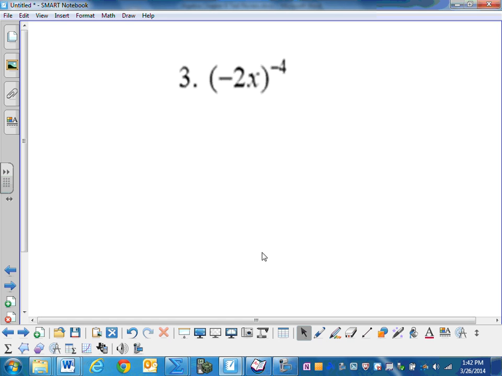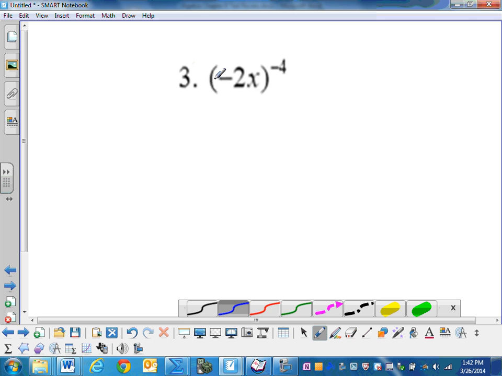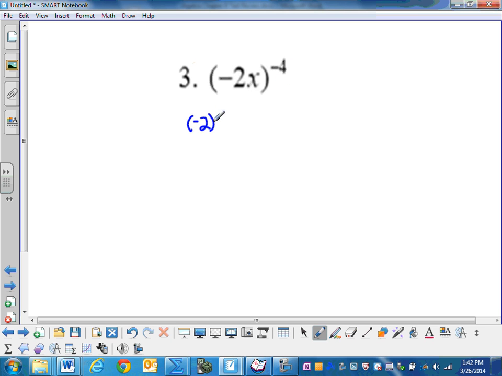So here we have a negative 2 to the 4th power. We're going to get rid of the parens first, raise everything to the negative 4th power. Negative 2 to the negative 4th power times x to the negative 4th. So we've gotten rid of the groupings. The next step is to remove any negative exponents. So negative 2 to the 4th, x to the 4th. Negative 2 to the 4th is negative 2 times negative 2 times negative 2 times negative 2, which is 16. 16 x to the 4th.